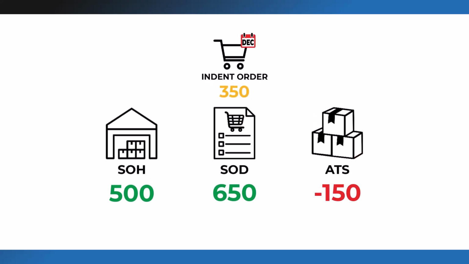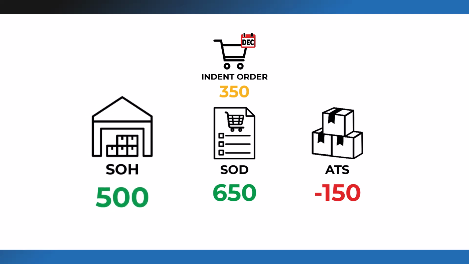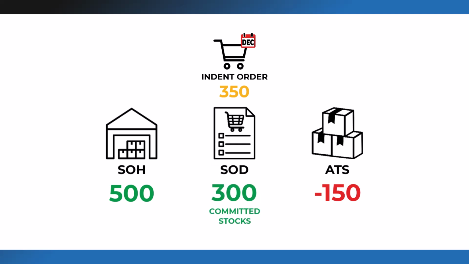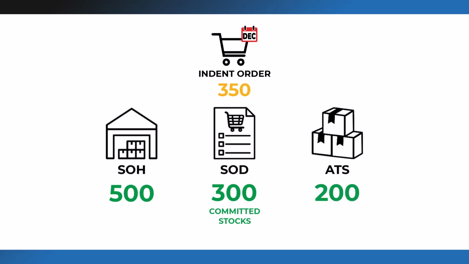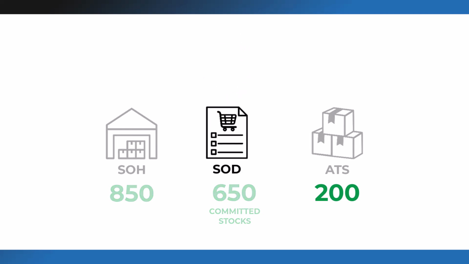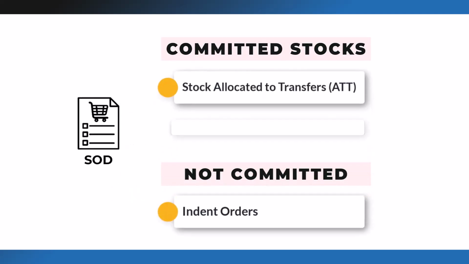However, if the indent order is not required till Christmas, you have plenty of time to order new stock from suppliers. Let's look at the scenario again. You still have 500 items as stock on hand and stock on demand of 650. However, only 300 items have been allocated. This means your available to sell is 200. You have 350 items under stock on demand, waiting to be allocated to your stock on hand. This means you can forecast supplier purchases and manage when stock will be received and when orders need to be fulfilled.